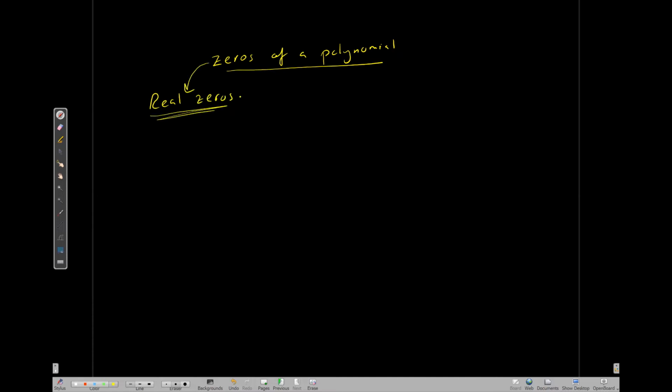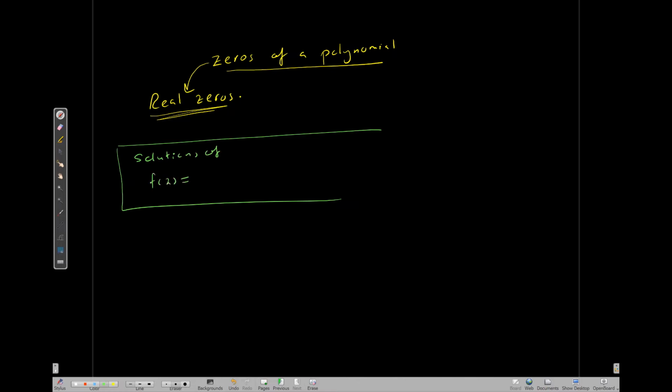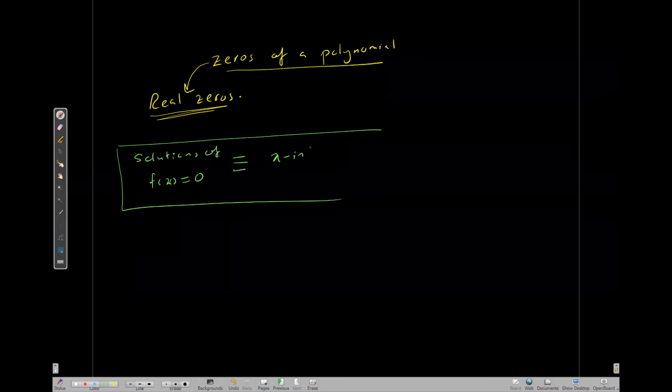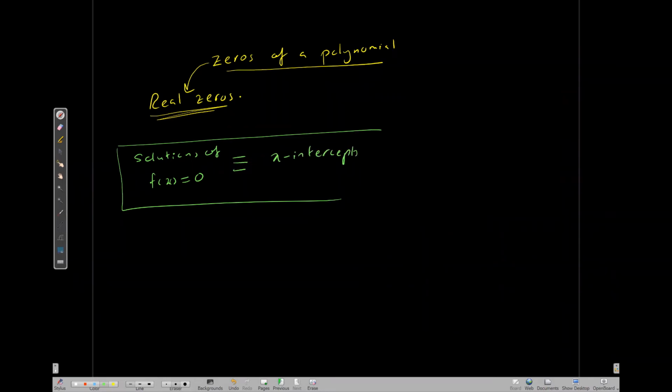Now, one thing you need to remember, I think you already know this, but let me put it this way. Solutions of f of x equals 0 is the same as x-intercepts, and is the same as zeros of the polynomial. Now, what do I mean by that? Let's see an example, then you'll understand.